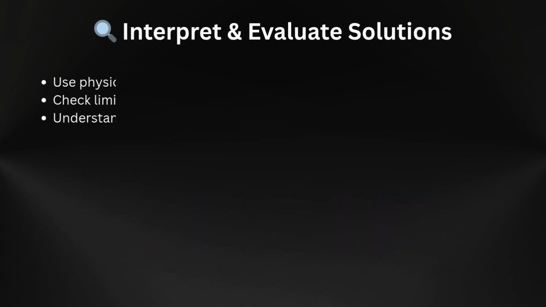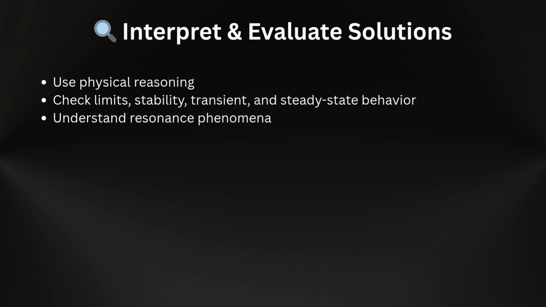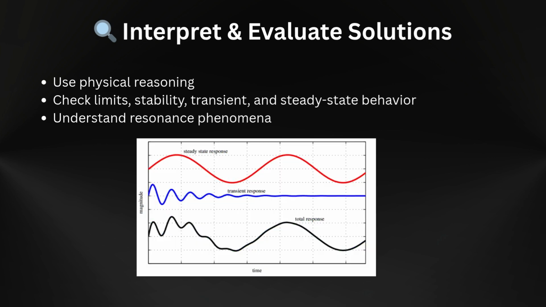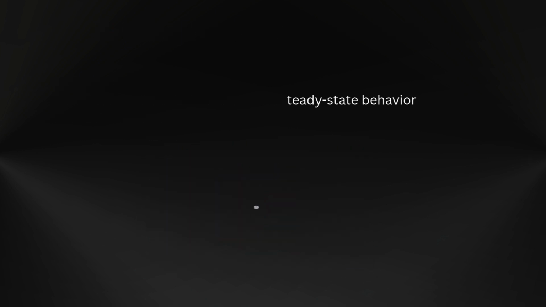Finally, this course emphasizes critical thinking. You won't just solve equations, you'll interpret them. You'll question whether a solution makes physical sense, visualize it, test edge cases, and analyze key system features like stability, transience, and resonance. By mastering these outcomes, you won't just become a better problem solver.